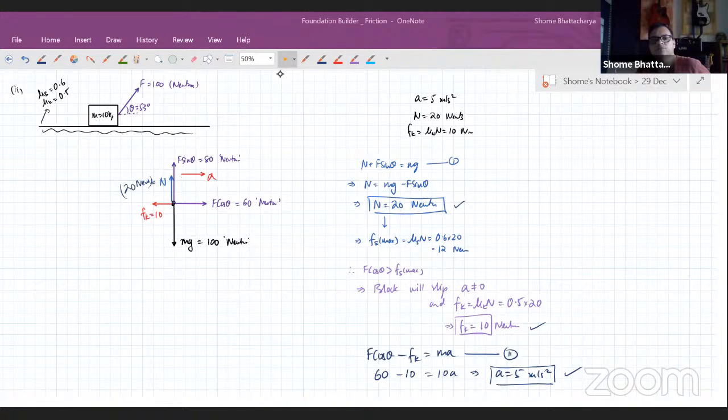So whenever we are applying force at an angle like this, we have to be extra careful to calculate the limiting friction, because normal reaction is not going to be equal to weight. It is affected by the vertical component of the force.